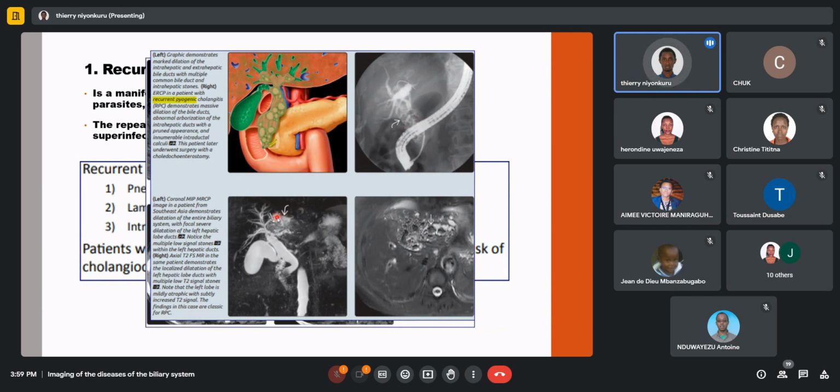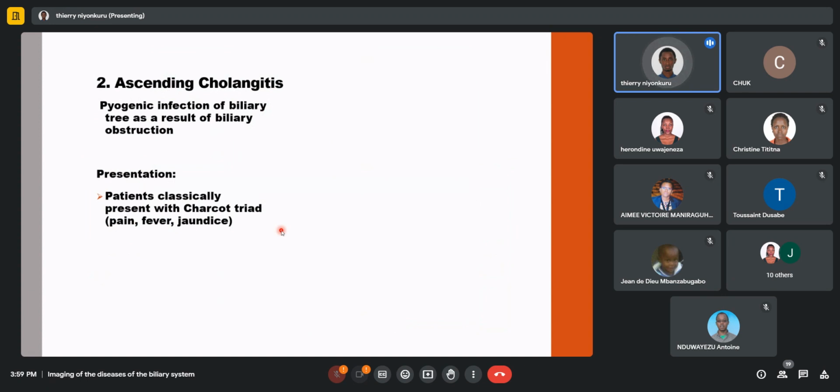On MRCP, we can visualize also signal void mainly in the left hepatic duct with a severe dilatation of the duct, and a characteristic also of pyogenic cholangitis. There is what we call ascending cholangitis, where the pyogenic inflammation of the biliary tree, as the result of obstruction, will lead to ascending infection going upstream in the biliary tree. So the presentation will be the Charcot triad, where the patient will have fever, jaundice, and pain.